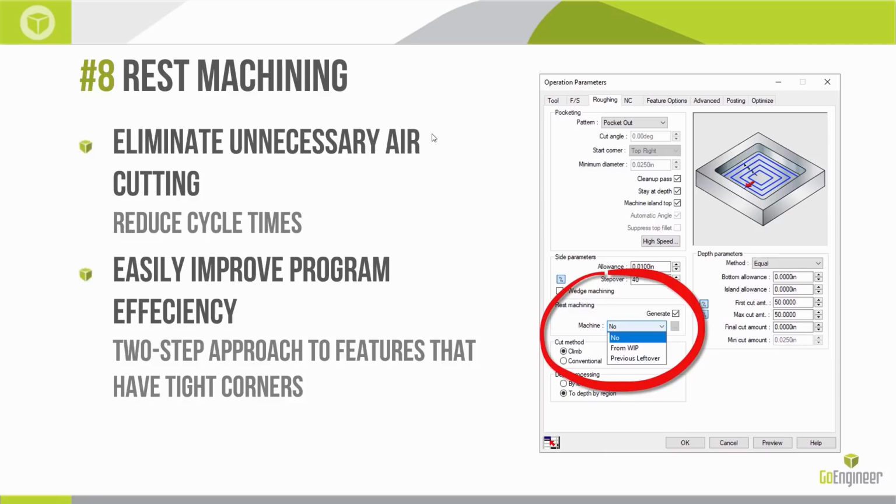Rest machining is something that's come up already, and we haven't focused on it yet, but it's used to, for the most part, eliminate unnecessary air cutting. This is going to reduce cycle times and make our programs more efficient. A common way of using rest machining is to allow a two-step approach to features that have tight corners or are very deep. So let me show you where rest machining is activated, and we'll discuss how to use it effectively.